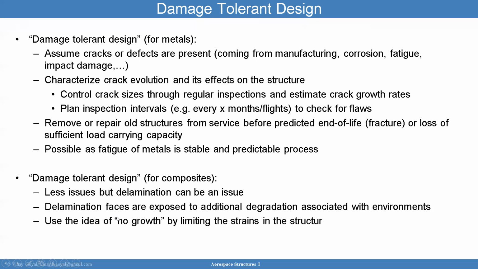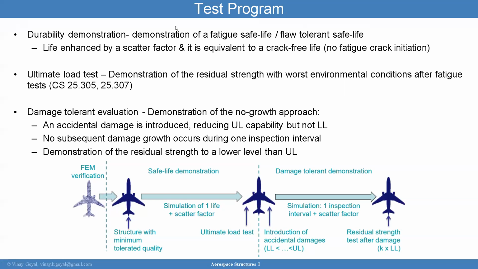Delamination phases are exposed to additional degradation associated with environments, and the idea here is to apply the no growth concept. And the way you do that is that you limit the strains in the structure. By limiting the strains fairly low, you can then guarantee that the strains are so low that delamination growth is unlikely. But typically, you want to prove that out through testing of subcomponent level tests using similar processing and similar type of testing, and also similar manufacturing and materials.